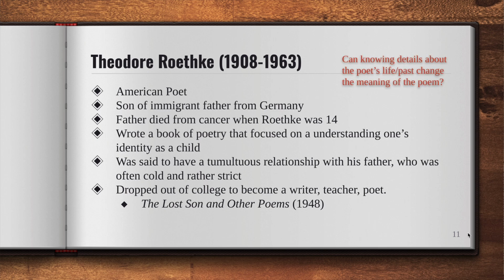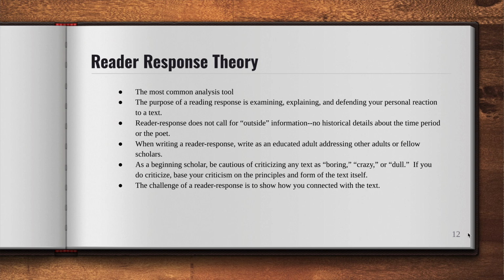So as we mentioned, knowing details about the poet's life or past can change the meaning. Do you think it can change the meaning of the poem? Consider that when you are reading different poets, or even think about your favorite artist. Think about Taylor Swift. She really draws from her life when it comes to writing her poetry. Or Kendrick Lamar, he writes about his time in his environment in Compton. So think about that. That really does tend to affect the writer.